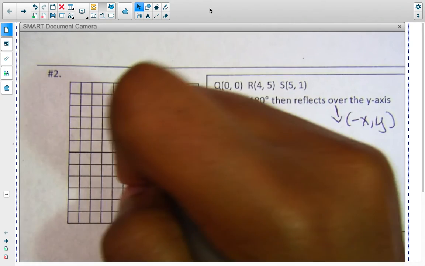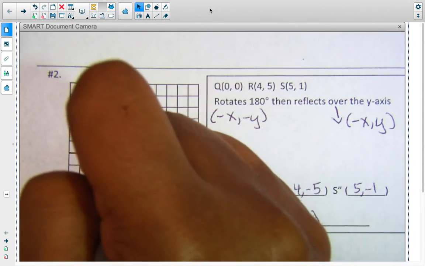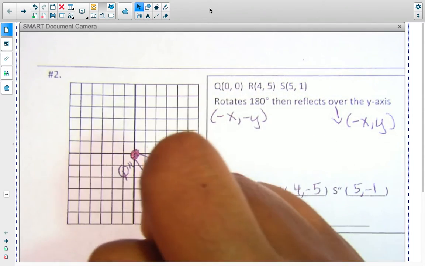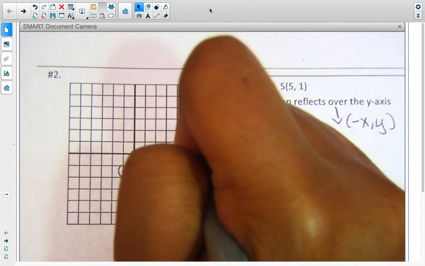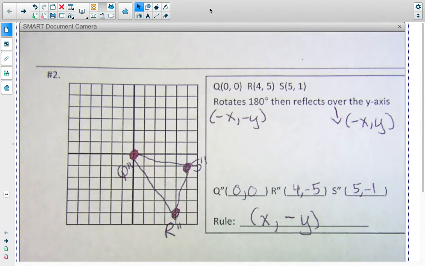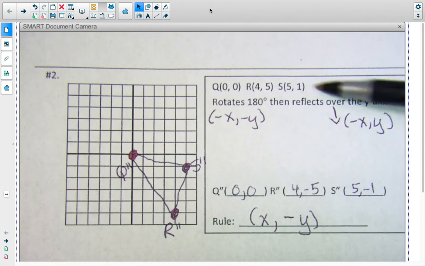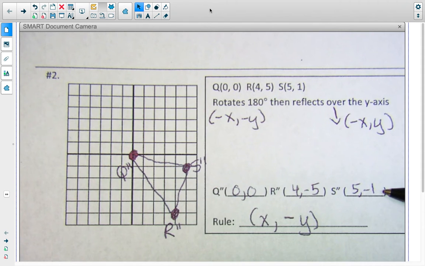And connect so that we have our triangle. And we'll label our points. This was Q double prime, this was R double prime, and this was S double prime. And that is our triangle. So we took our original pre-image ordered pairs. We did 2 transformations for our image, and then our final rule is x, negative y.